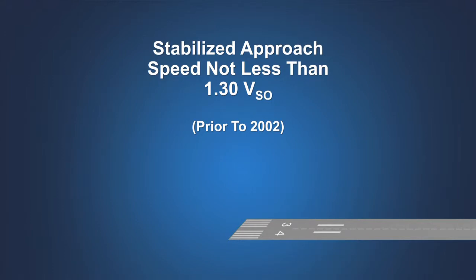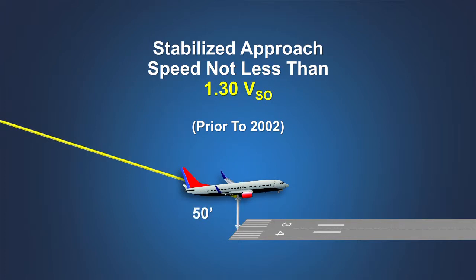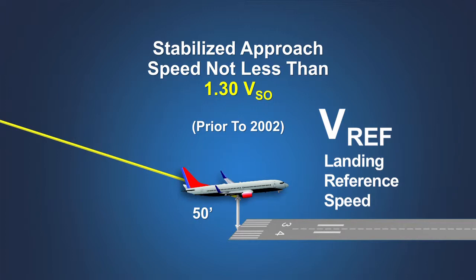Prior to 2002, the certificated landing distance was based on a stabilized approach at an approach speed not less than 30% above the stalling speed in the landing configuration, or 1.3 VSO. A speed greater than 1.3 VSO could be used if needed for acceptable airplane handling characteristics. Over the years, this final approach speed became known by the term VREF, or Landing Reference Speed. However, this particular V speed was never part of the certification rules.